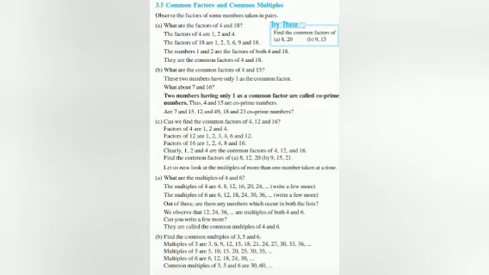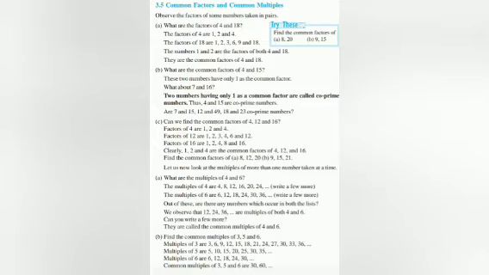Similarly, the next example is with 4 and 15. These two numbers have only one as a common factor. What are the factors of 4? 1, 2 and 4. And what are the factors of 15? 1, 3, 5 and 15. What is common in both? 1 is common. So, here 1 is the only common factor. So, we call them co-prime numbers.